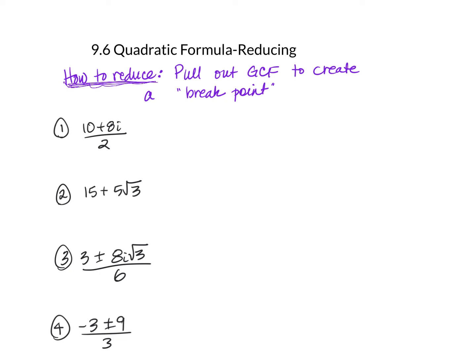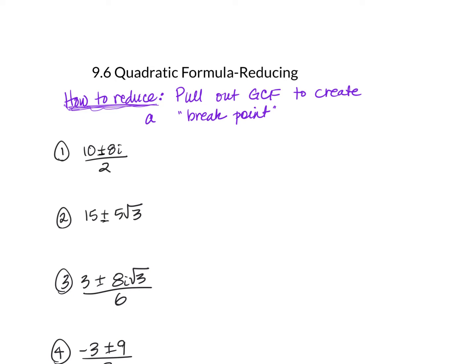Notice that this is 10 plus or minus 8i. Now, this plus or minus right here joins that 10 and that 8 together. You cannot separate them out. So I know the temptation is to say, oh, 2 and 8 I can reduce, and 2 and 10 I can reduce. Well, sort of, kind of, but you can't really do that. You've got to take a GCF out of everything on the top for this to work.